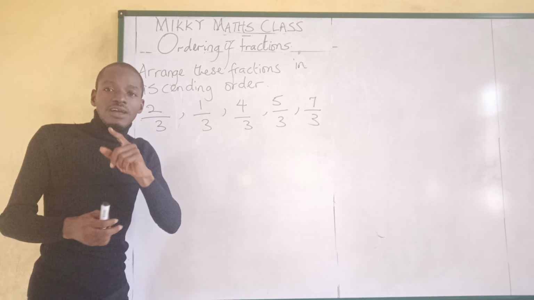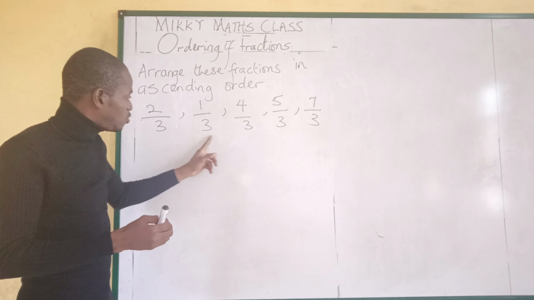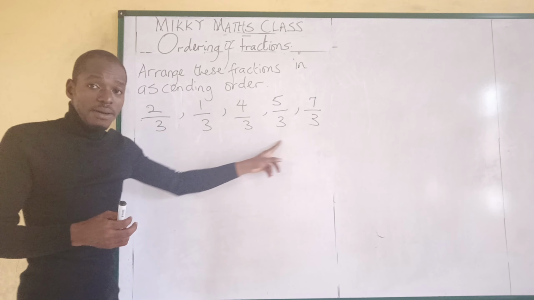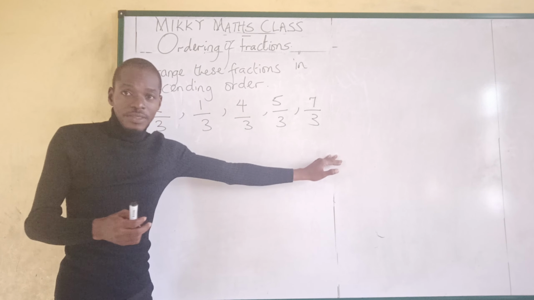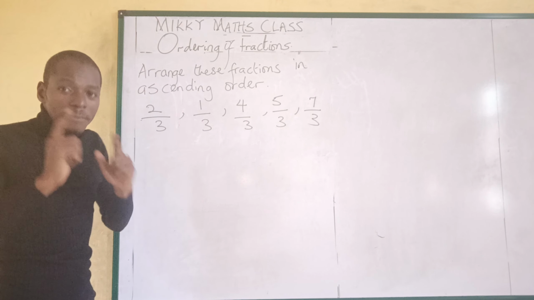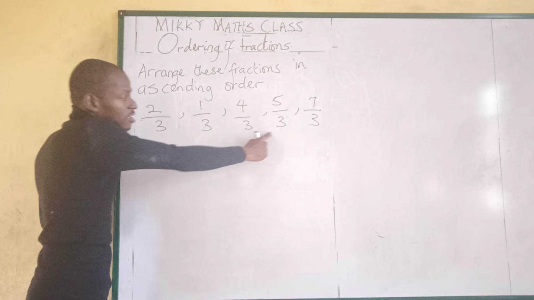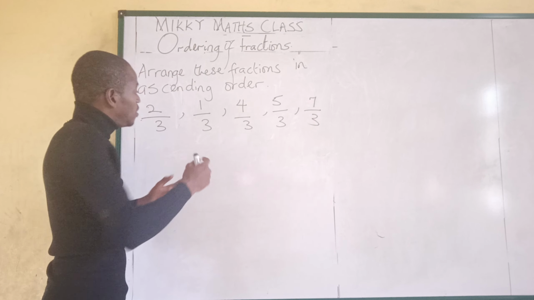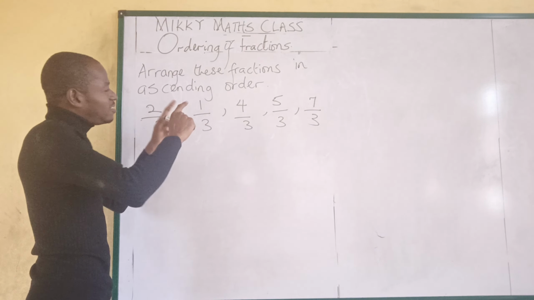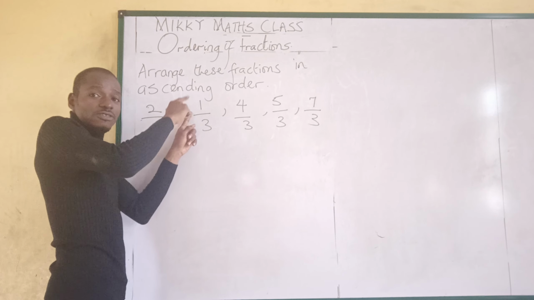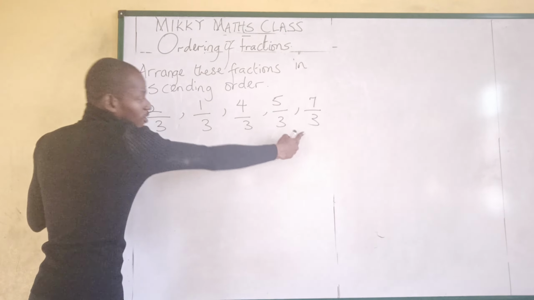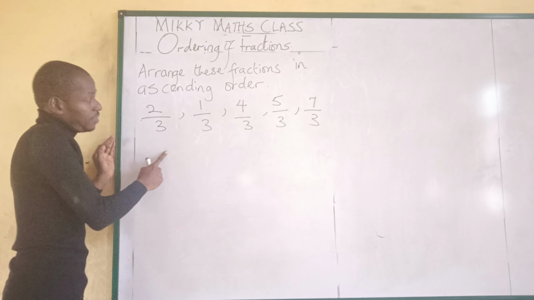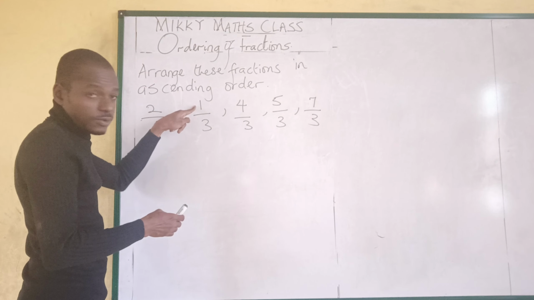Now, before you arrange in the ascending order, look at the denominators. The number down there, all of them are the same. Since all of them are the same, we have a basis for comparison. The smallest number will be the number that has a numerator that is smallest. Now, which of the fractions has the smallest numerator? It is this, 1 over 3.